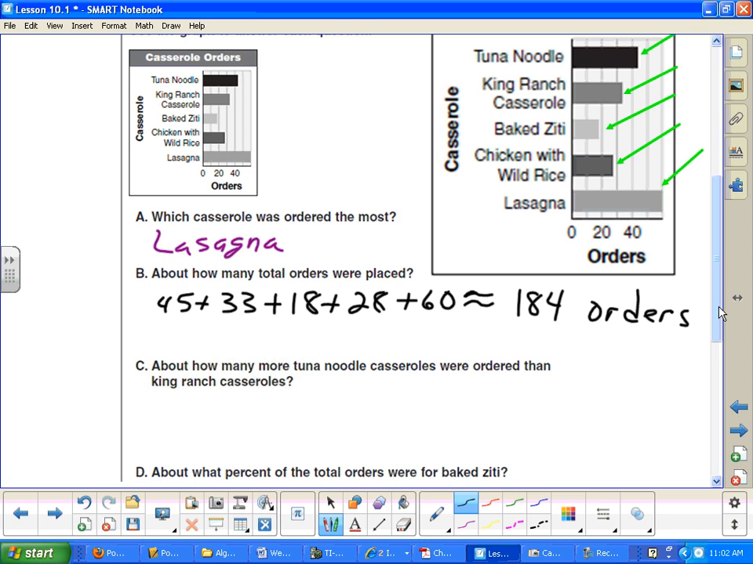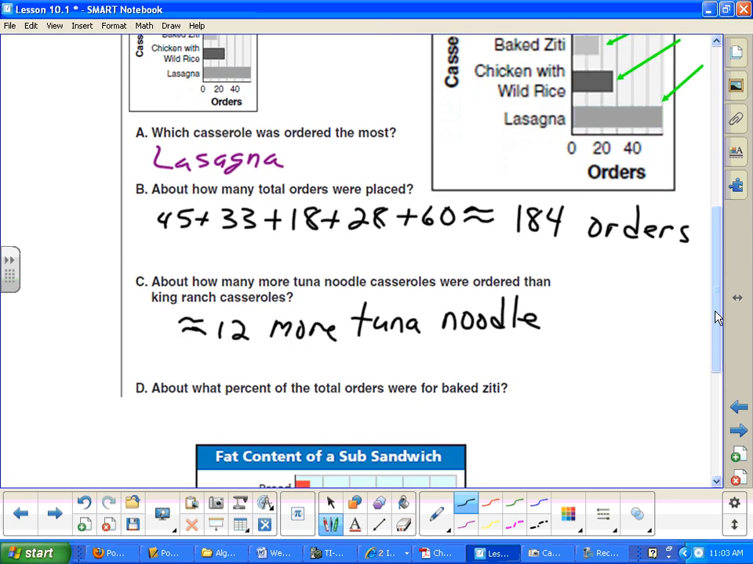Okay. According to the numbers I have here, it would be 12, right? Because I said tuna noodle was about 45 and King Ranch was about 33. So according to these numbers, there would be approximately 12 more tuna noodle. And the last question says, about what percent of the total orders were for baked ziti?